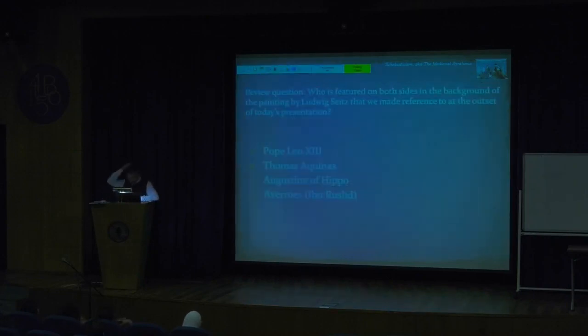So before we move on to the next section, a quick recap question. If you remember, we started today's lecture with a little painting, 19th century, by Ludwig Seitz. Just a quick question, who is sitting in the backdrop on both sides of the painting, behind reason and faith? Was it Pope Leo XIII, Thomas Aquinas, Augustine of Hippo, or Averroes? Hint, it wasn't me, obviously. So just a quick recap question, so we're all on the same page. If you get this wrong, I can't move on. It's that simple. No, don't get it wrong on purpose. We'll move on.